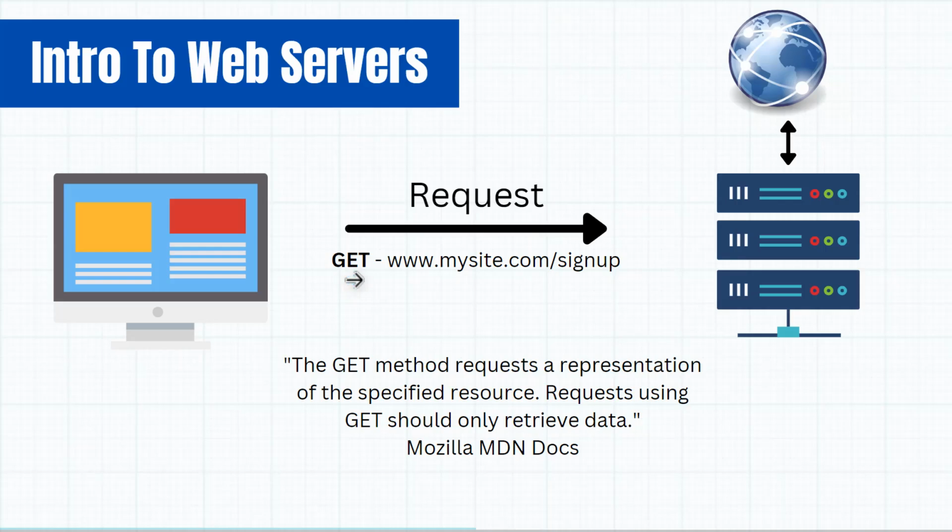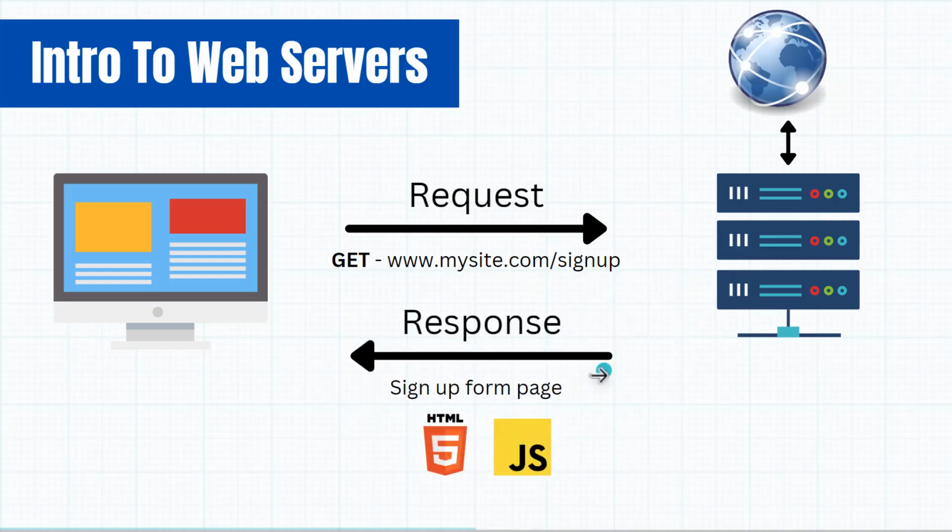One thing that's important here is this get method. So when we send over requests, there is a method attached to it. And I have this quote here defining what this get method is from Mozilla MDN Docs, and that's a great resource to learn more. Here it says the get method requests a representation of the specified resource. The resource here just being this URL, so /signup. Requests using get should only retrieve data. So basically, we're getting data. So if we sent this get request to mysite.com/signup, the response might be a sign up form page. So an HTML document with JavaScript, CSS, and it could be a form page.